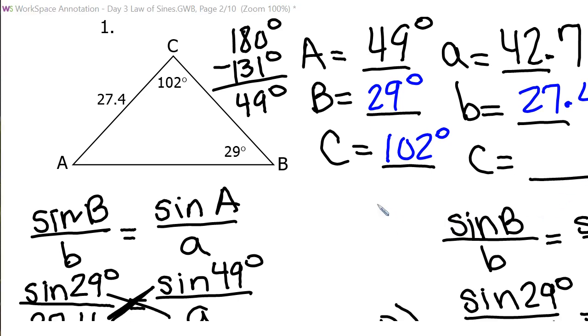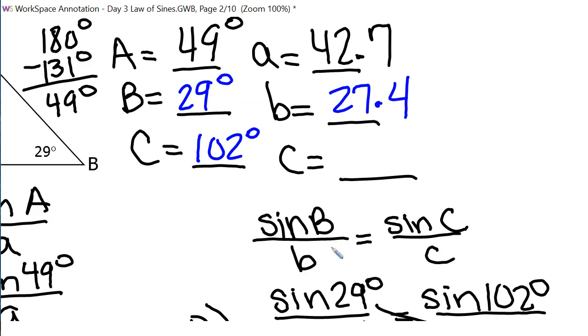Now we need to solve this proportion. So cross multiply, so this would be C times the sine of 29 degrees is equal to 27.4 times the sine of 102 degrees. Divide both sides by the sine of 29 degrees.